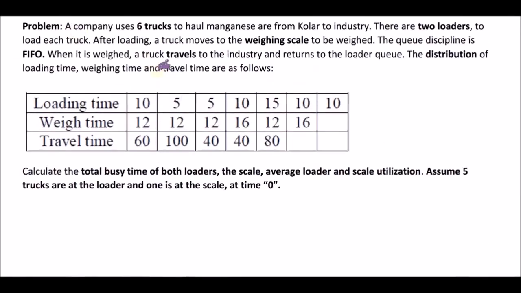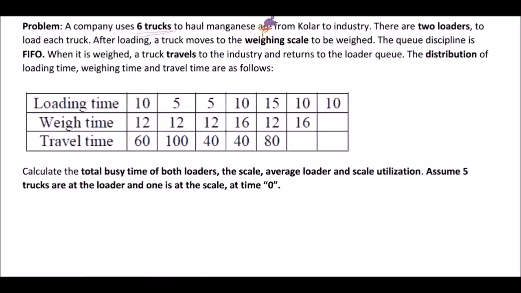So this problem is taken from the year 2012 or 2011 in the video exam, and it's exactly same as the one that is also given in the Jerry Banks book. It's only tweaked a little bit with respect to the places. Other than that, the table and the numbers and everything is the same. So let's look at the problem. A company uses 6 trucks.